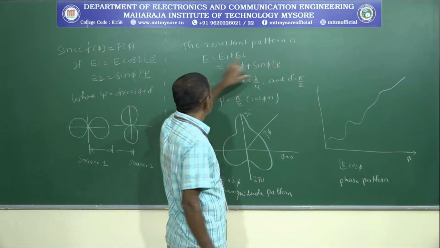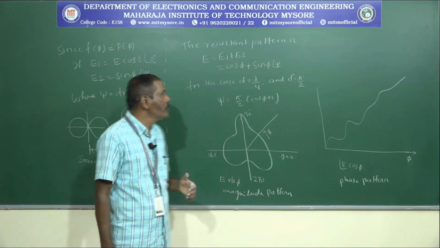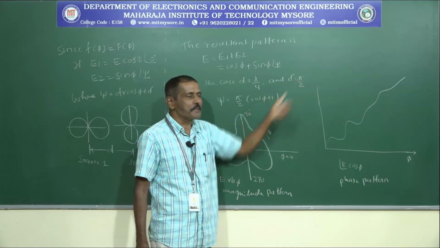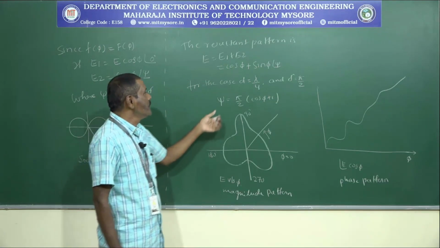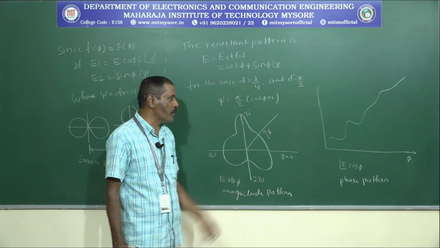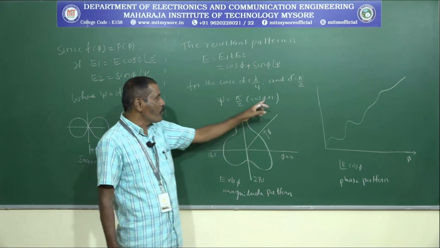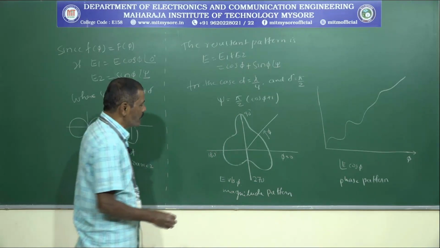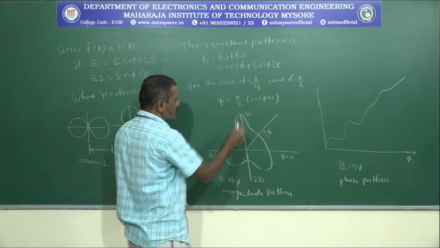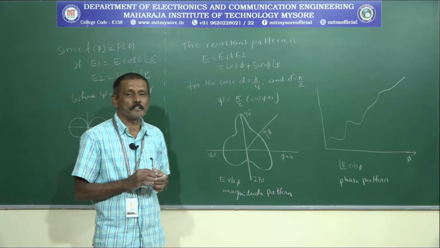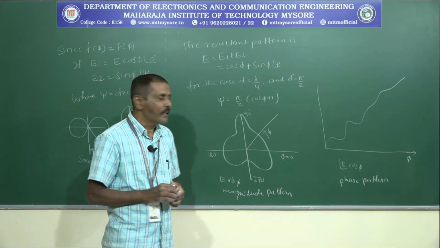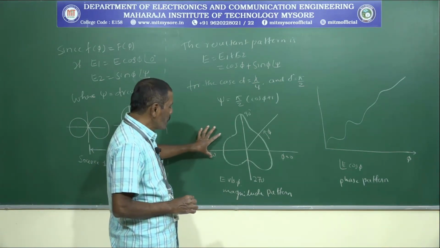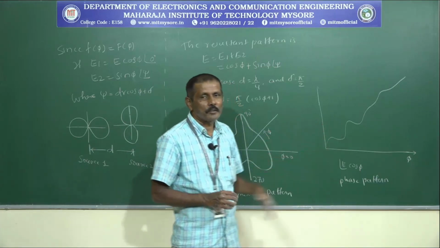Then the resultant pattern is E equal to E1 plus E2. Considering a particular case where d is equal to lambda by 4 and the phase difference is equal to pi by 2, then psi equals pi by 2 cos phi plus 1. Then if you go on changing the different values of phi and calculate the values of psi, we are going to get the radiation patterns like this. Once all these calculations are over, we can draw the magnitude patterns and the phase patterns, and the magnitude pattern looks like this and the phase pattern looks like this.